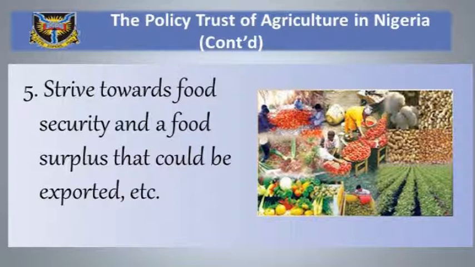6. Strive towards food security and a food surplus that could be exported. 7. Invest in improving the quality of the environment in order to increase crop yield.